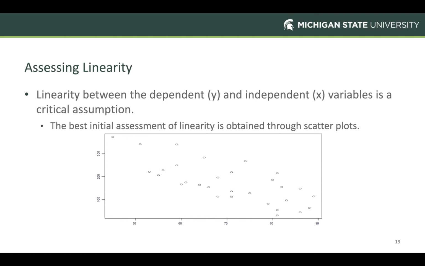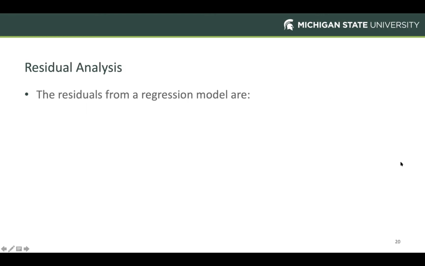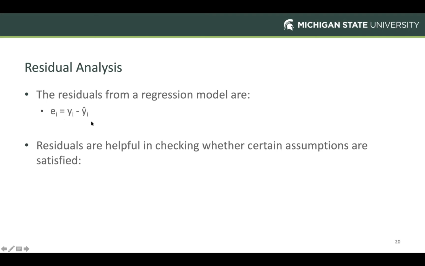Beyond linearity, each of the other assumptions will generally require us to work with our residuals. We've introduced this previously, but when we talk about residuals, these are basically our error terms denoted as E. Each individual observation has an associated residual, and it's simply equal to the observed value of y minus the predicted value based upon our regression equation, okay? Residuals are helpful for us because they allow us to check the aforementioned assumptions, principally that those errors are both uncorrelated with one another and have constant variance.